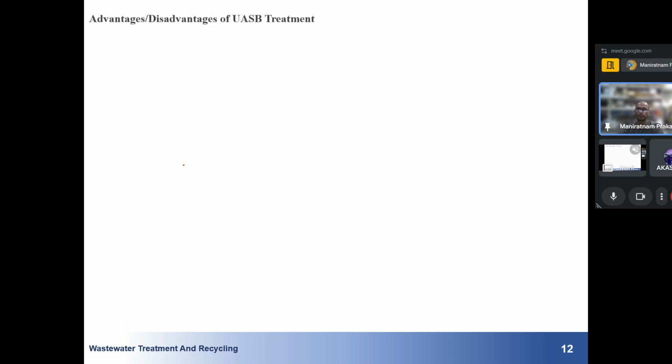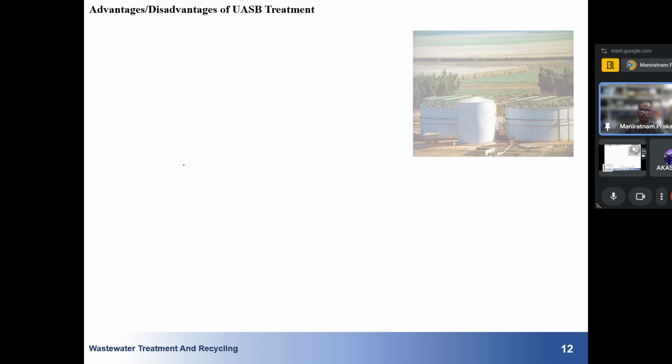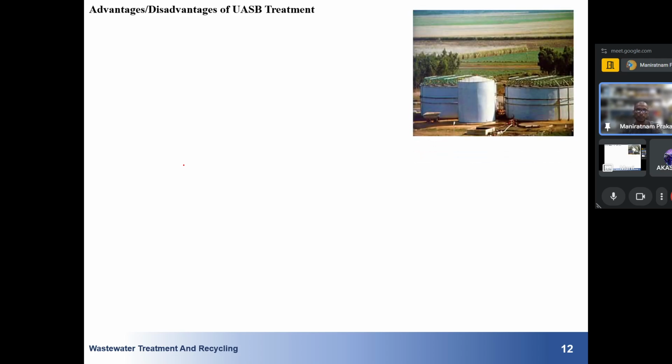Okay. So as usual, we have seen in primary and secondary treatment that they have their own advantages and disadvantages. So UASB also has its own advantages and disadvantages, and I will discuss them one by one. So this is a common picture of a UASB.